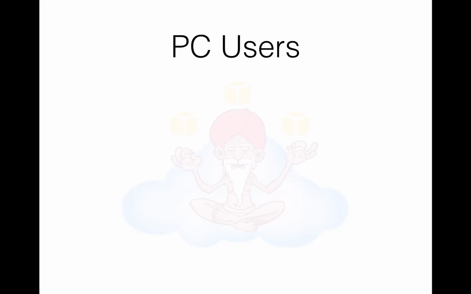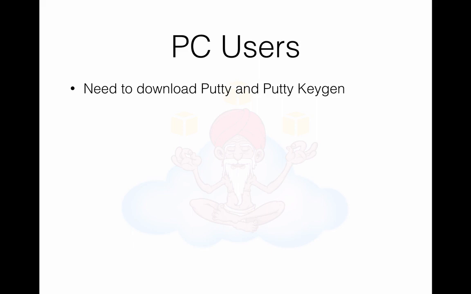And for PC users, you're going to need to download a program called PuTTY and PuTTY Keygen. Basically, PuTTY is the SSH terminal window that allows you to SSH into your Linux machines, which we'll be using as a part of this course when we provision our Linux VMs on EC2. And in order to connect, you're going to need PuTTY Keygen. PuTTY Keygen basically turns your PEM files into PPK files.